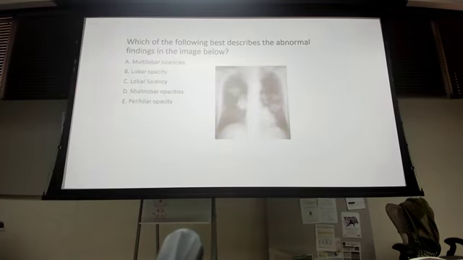So we look at this and we just go through these test answers. So multi-lobar, right? Is it in multiple lobes? Yep. Okay. Is it just isolated to one lobe? Right? Because we have this mass right here.